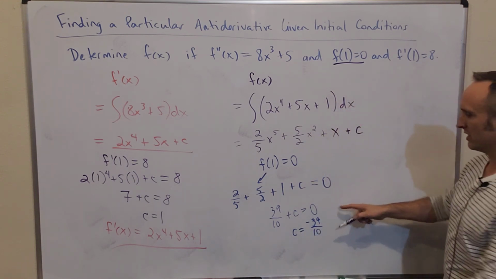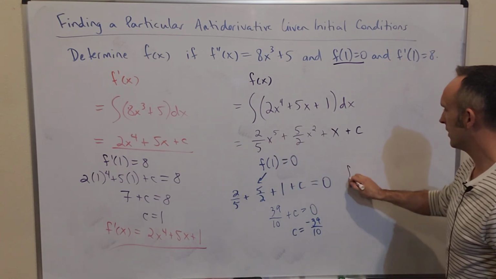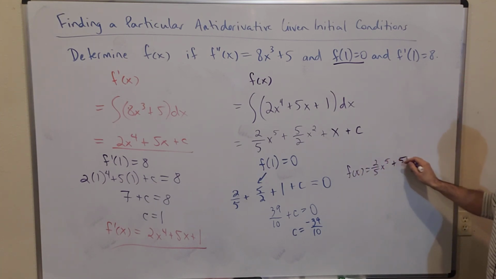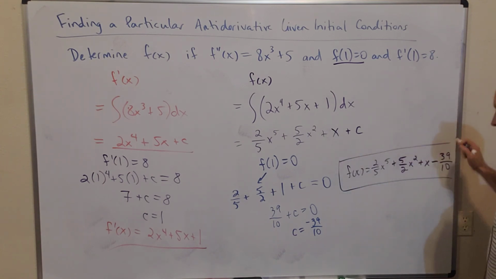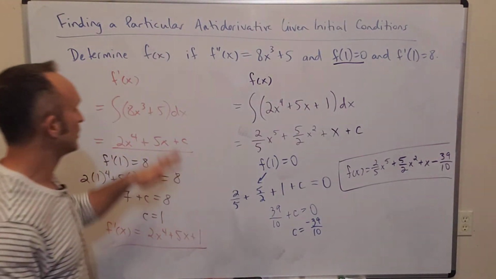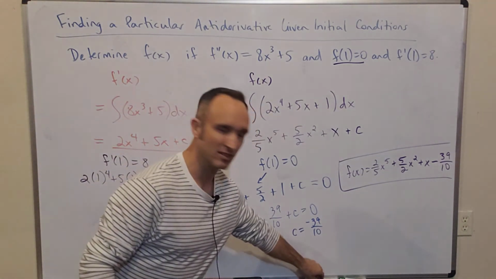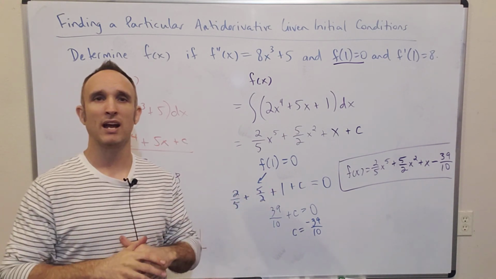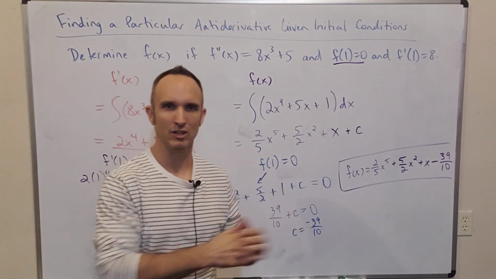So the final answer is f of x is this function, but c is negative 39/10. So f of x equals 2/5 x to the 5th plus 5/2 x squared plus x minus 39/10. So I want to do an example where we had to work from the second derivative with two initial conditions to determine our function, and there it is. We also got to practice a little bit with the antiderivatives using the inverse trig functions. And so this is just all great practice with antiderivatives in addition to these initial conditions to nail down a particular antiderivative.